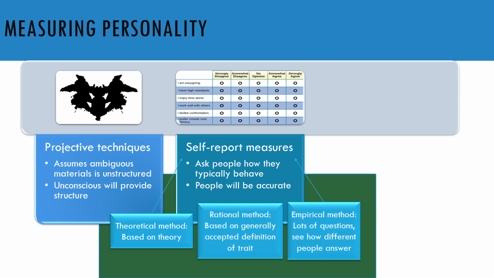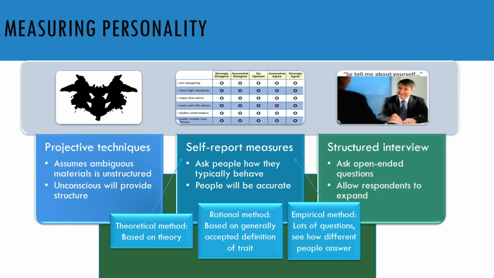And then the empirical method is probably the purest as far as scientifically, because it doesn't include the biases of the author, but it's also the trickiest to develop, because you have to write a whole bunch of questions that may or may not relate to anything and see if they go together. And so it can be the trickiest method to implement.